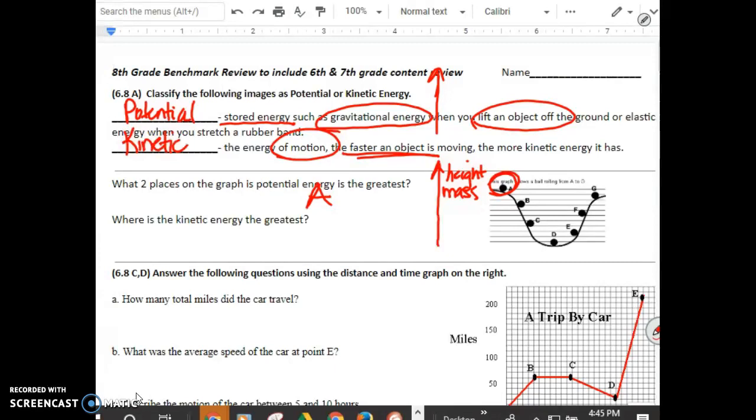Kinetic energy is the greatest when it is moving the fastest. As we know, those of you who have ever ridden a bike down a hill, the further you go down the hill, the faster you go. So the fastest is going to be right here at the bottom. So that is going to be D.